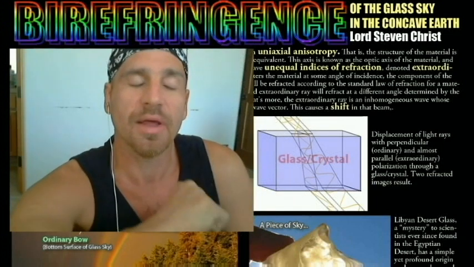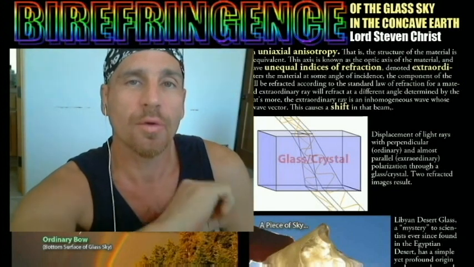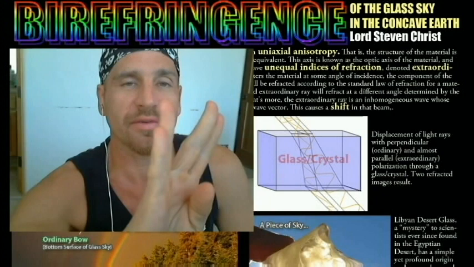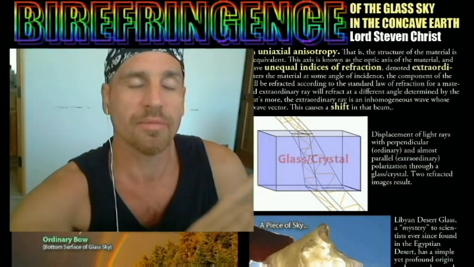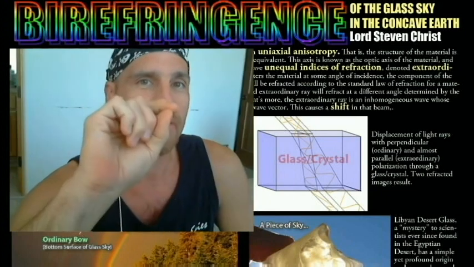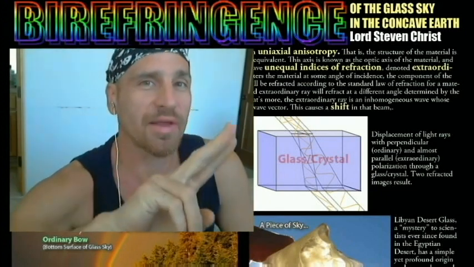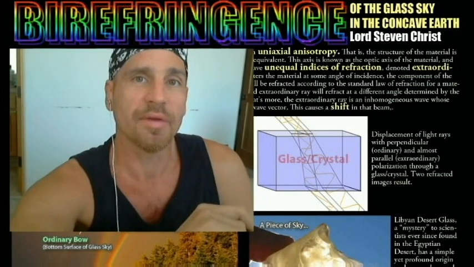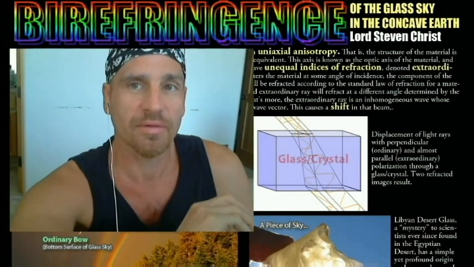Okay, continuing on with my series of birefringence of the glass sky and the concave earth. I want to talk more about quadruple rainbows. There's actually two sets of double rainbows. Previously I told you that double rainbows were a result of the birefringence, but it's actually the shifted set of the double rainbow that is the actual birefringence of the glass sky.